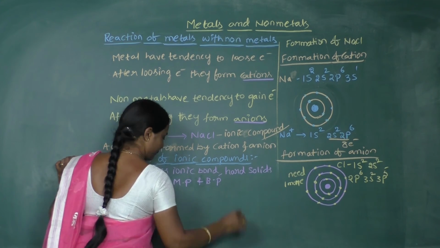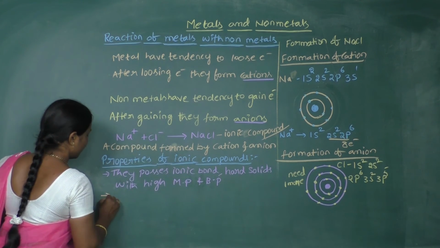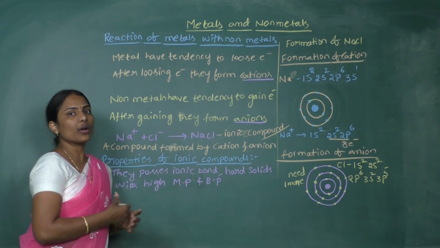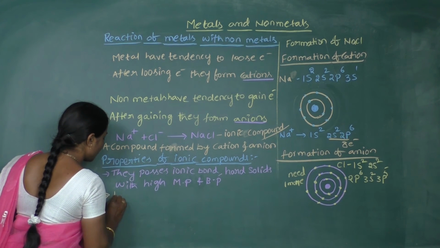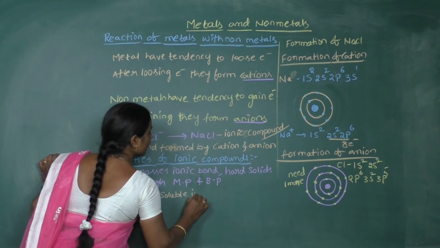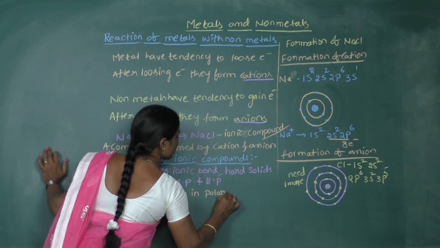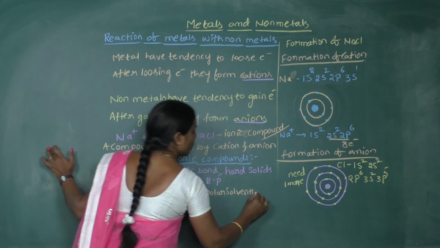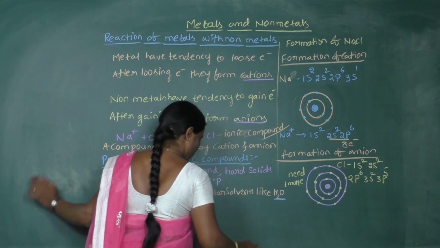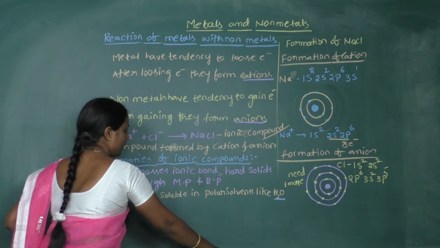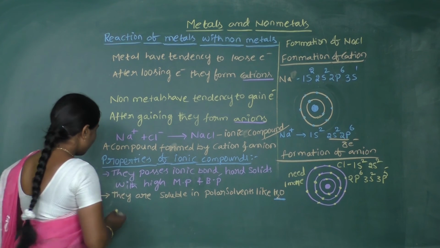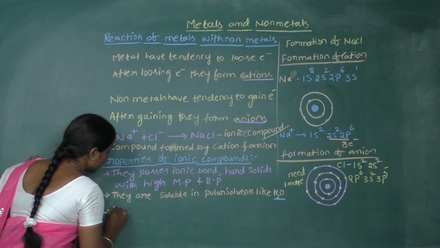So they possess an ionic bond and they are hard solids with high melting point and boiling point, in the sense MP and BP. Okay, and next, see, these compounds have ions, right? So as they have ions, basically they are soluble in polar solvents. So polar solvents like water. Water is an example of a polar solvent and they are completely soluble in polar solvents like water, right? And moreover, they conduct electricity.